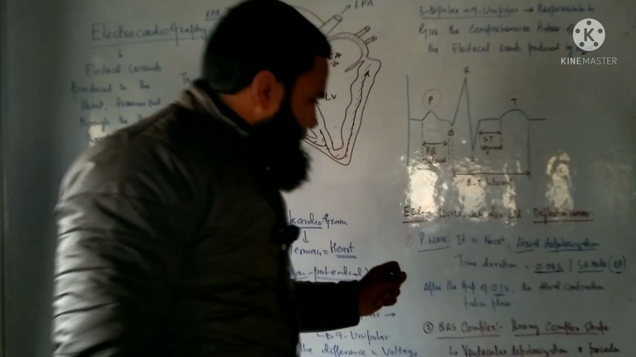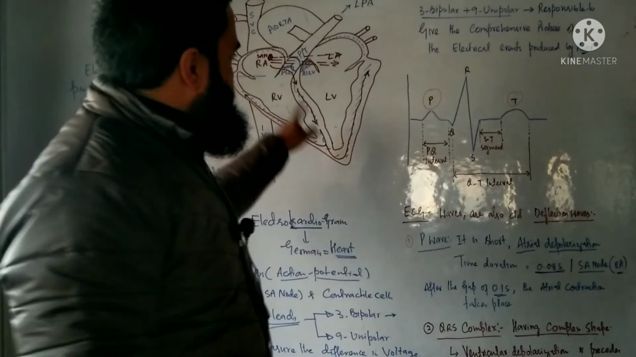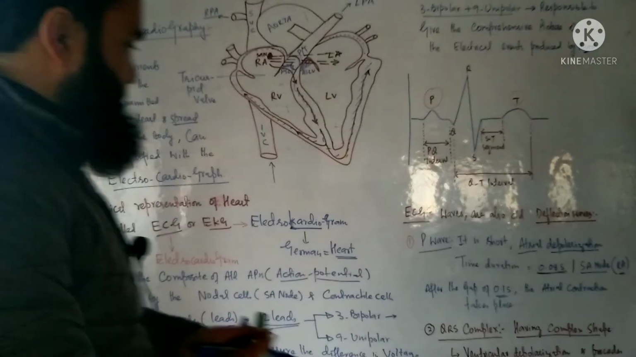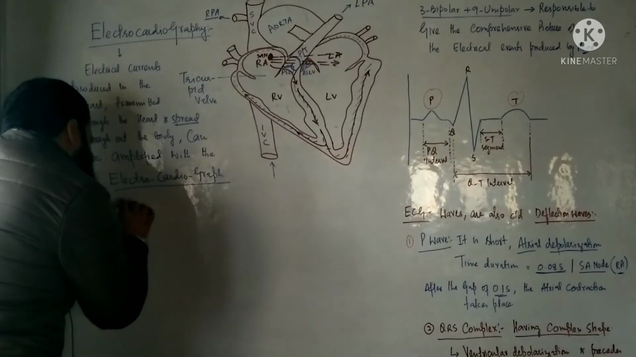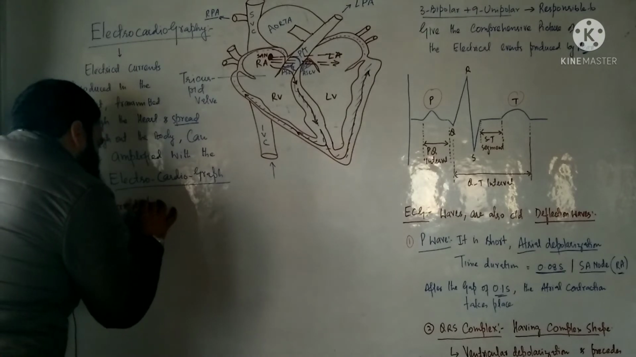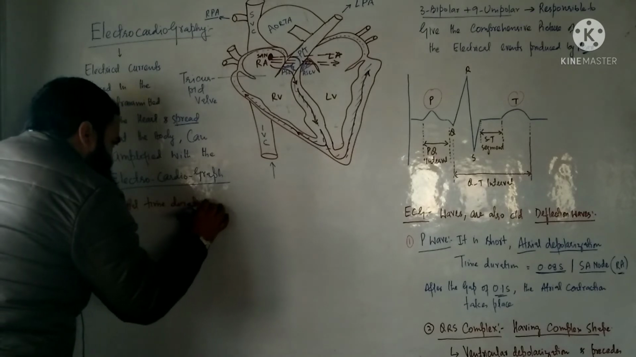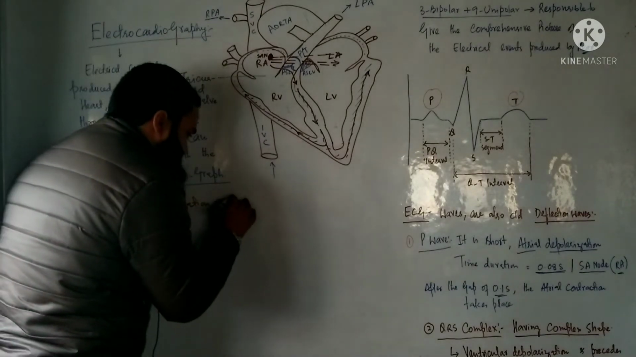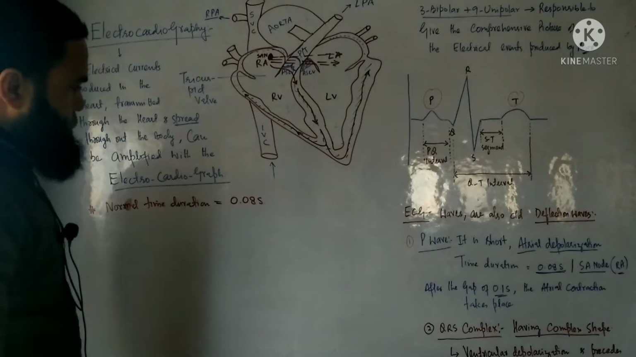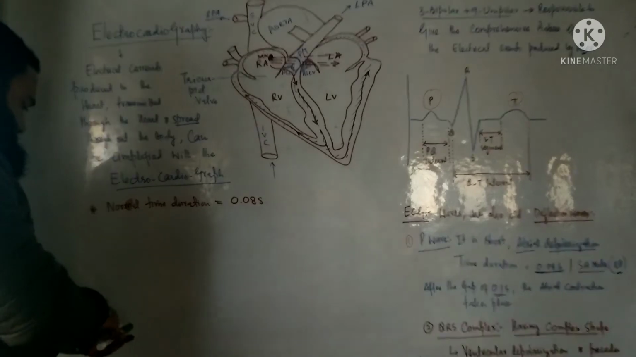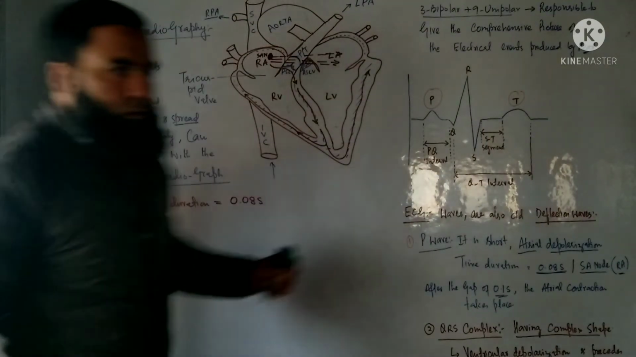And one more point you must remember: so far as the normal QRS wave is concerned, the normal time duration for this wave is 0.08 seconds. Then the third wave is called the T wave.